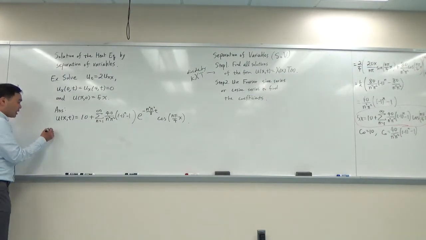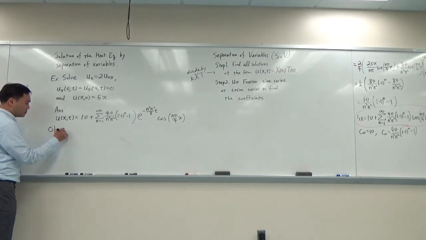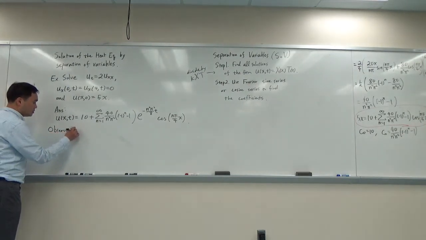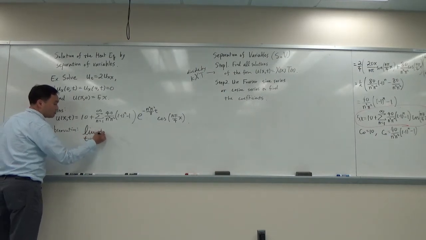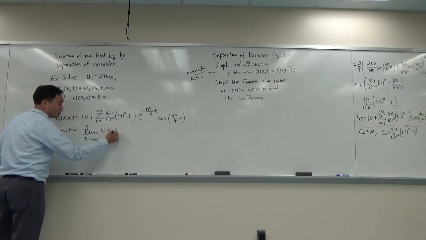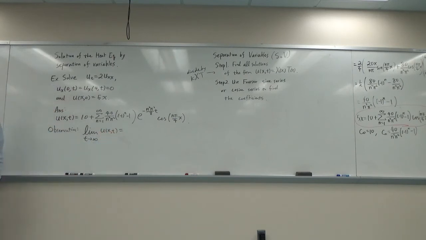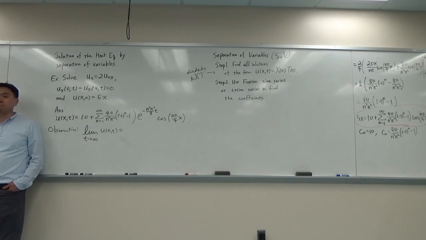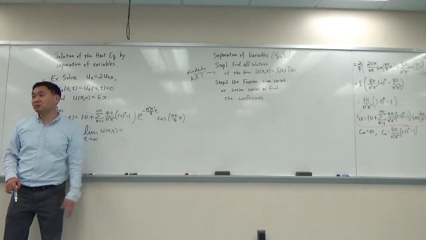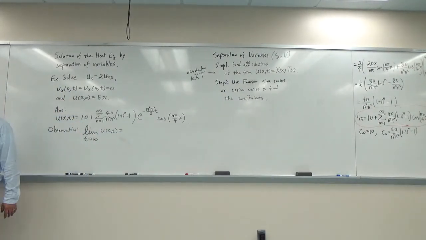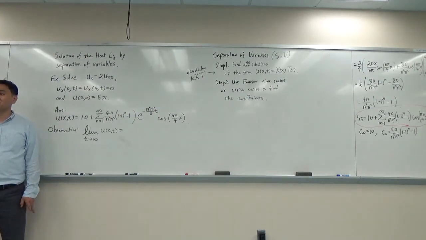So, observation. If you send the limit of t going to infinity of this u(x,t) above, what would you get? This will be all 0, right? So what would happen to this part? The entire thing will be 0, except 10.